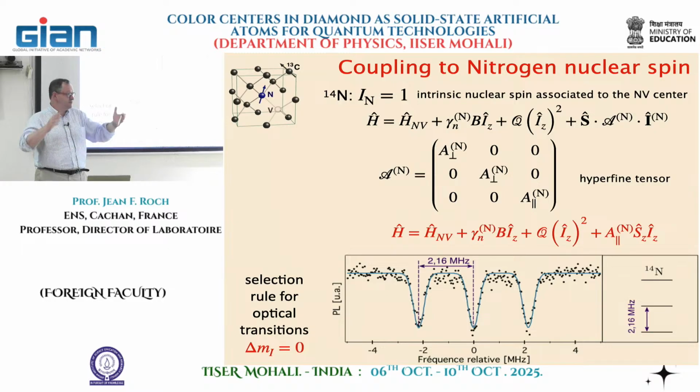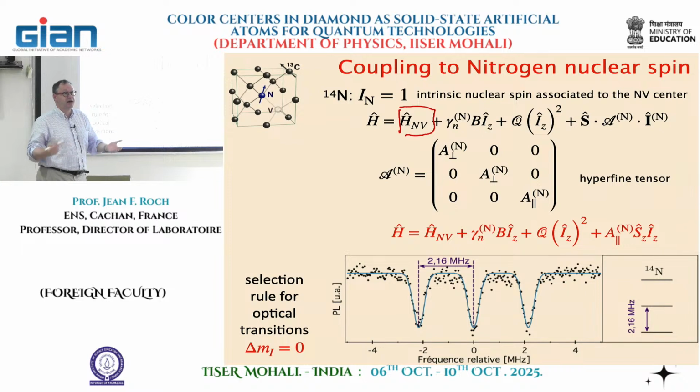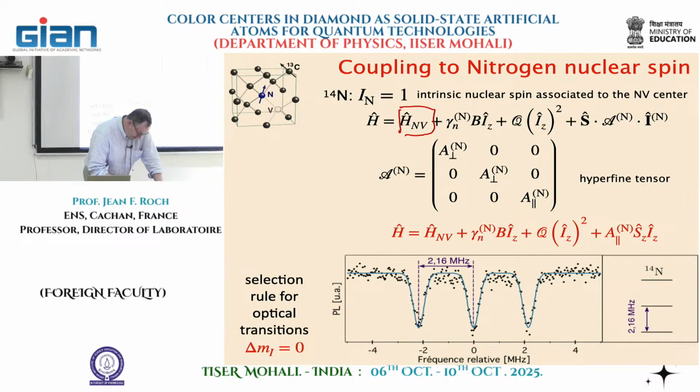So the Hilbert space that we discussed before for the NV electronic spin, plus now we add a tensor product with the Hilbert space associated to this spin. So the Hamiltonian now writes the following way. This is the one that we already discussed for the NV centers, including, for instance, the coupling to an external magnetic field. And now we have all these terms that I will try to discuss.